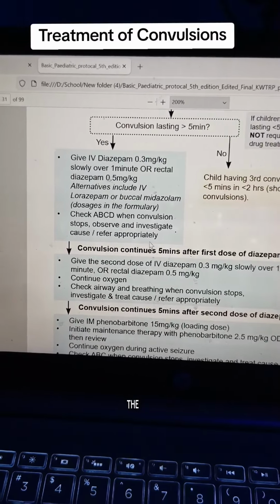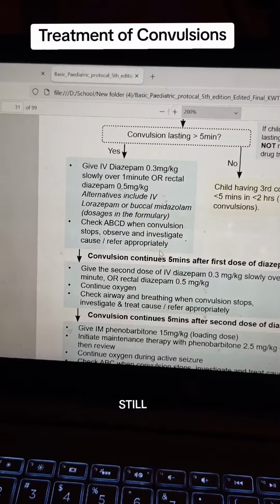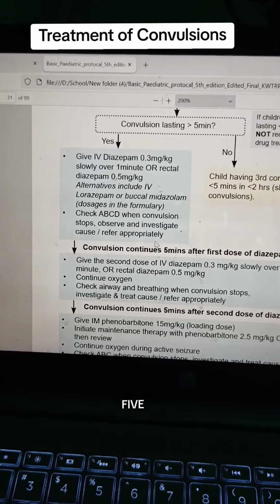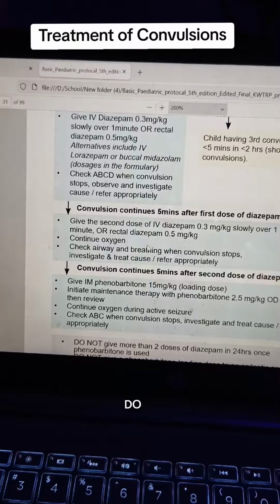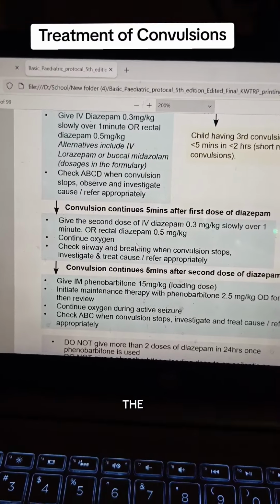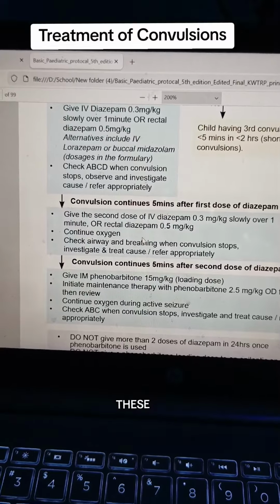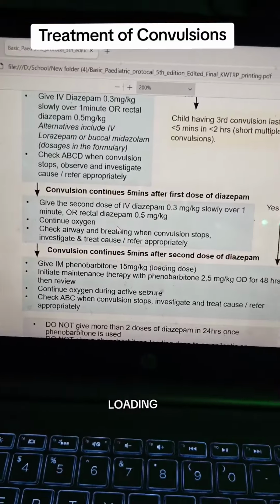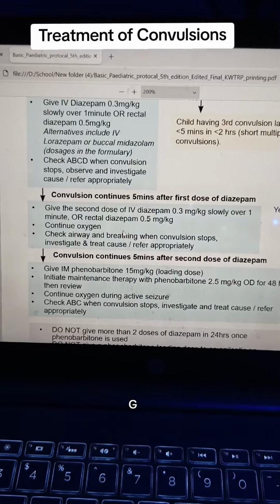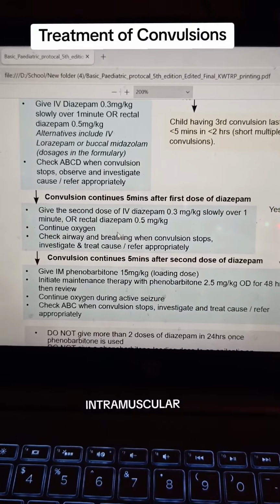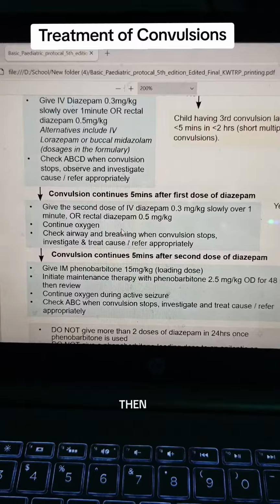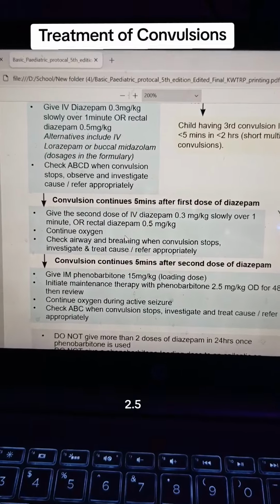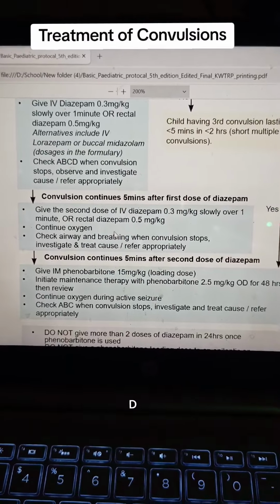While we are giving this diazepam, we are continuing to investigate what might be the problem. Let's say we have given the second dose, but the child is still convulsing 5 minutes after the second dose. What do we do? At this point, we need to go to the other class of drugs, which is phenobarbitone. We give a loading dose of 15 mg per kg intramuscularly. Then we maintain it with 2.5 mg per kg OD for 48 hours.